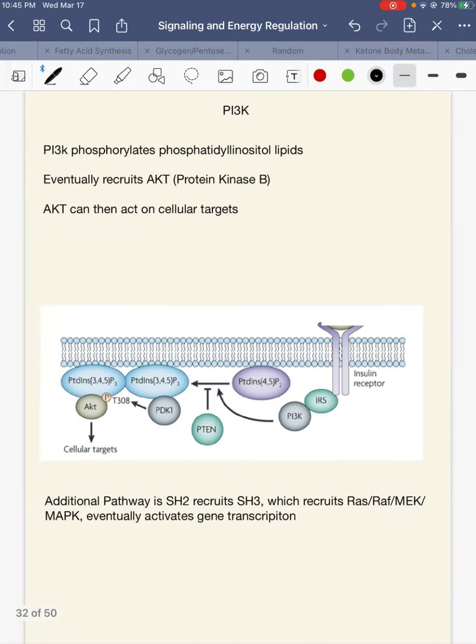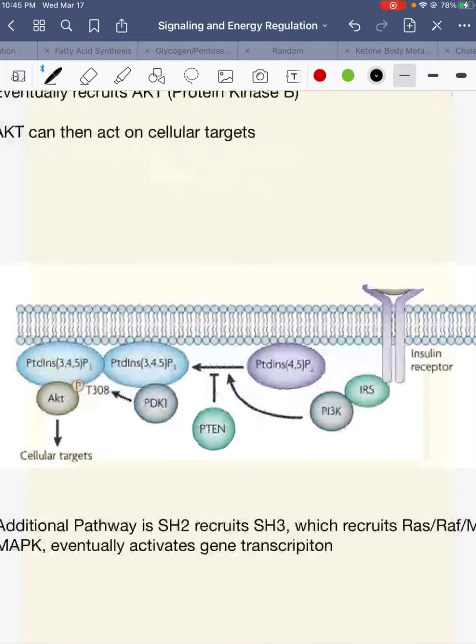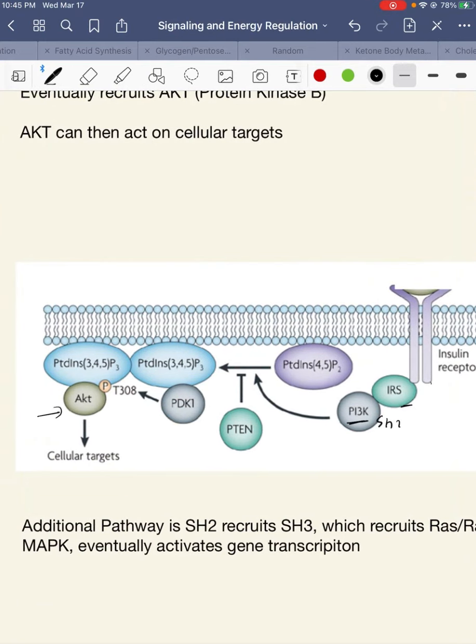PI3K phosphorylates phosphatidylinositol lipids in the cell. And so this is the pathway over here. You have insulin, IRS, PI3K, SH2 is also over here. We activate a bunch of things. I don't think you guys are expected to know that, but eventually AKT or PKB gets activated, and then this can act on cellular targets.